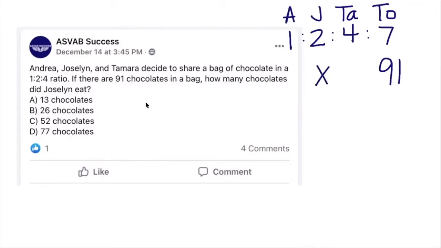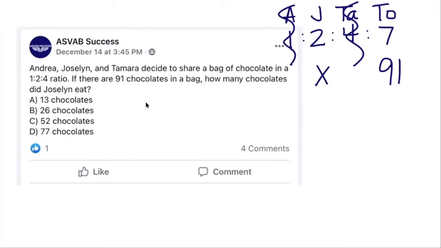Remember, this first step is just us organizing the information to figure out what we're going to put in a proportion. This step shows us we're not going to use Andrea's information. We're not going to use Tamara's information. We're only using Jocelyn's information and the total. So let's set up our two fractions in our proportion.